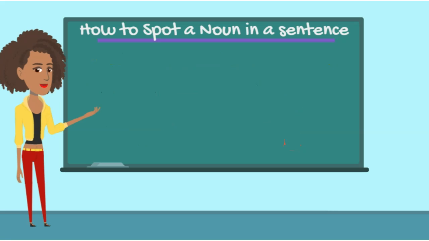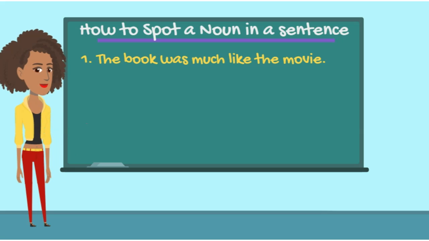Let's take a look at another sentence. So we have, the book was much like the movie. So we ask ourselves the same questions. Is there a person or people in this sentence? Nope, no people. Second, we ask ourselves what words in the sentence are places.